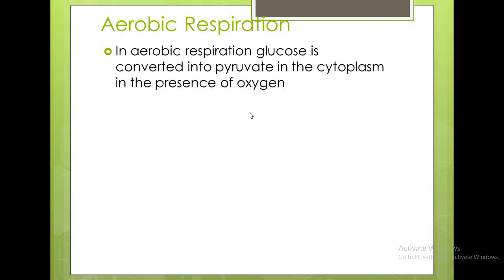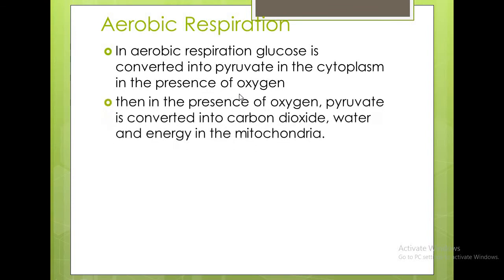You all know the cell, and inside the cell we have a nucleus, and between the nucleus and the cell membrane you can see lots of cytoplasm, right? So in aerobic respiration, glucose is converted into pyruvate in the cytoplasm in the presence of oxygen. And then, in the presence of oxygen, what happens? Pyruvate is converted into carbon dioxide, water and energy in the mitochondria. So in the mitochondria, what is happening? All these things are happening in the cell, right? Breaking down, everything is happening in the cell.